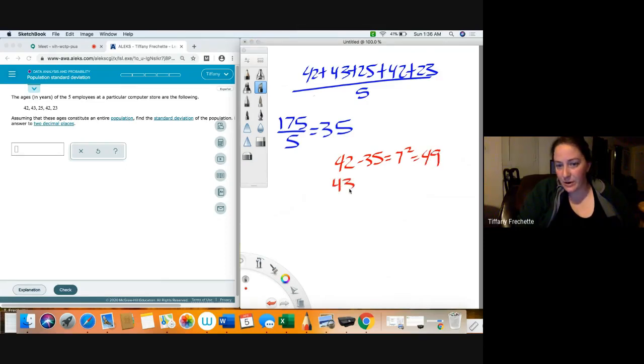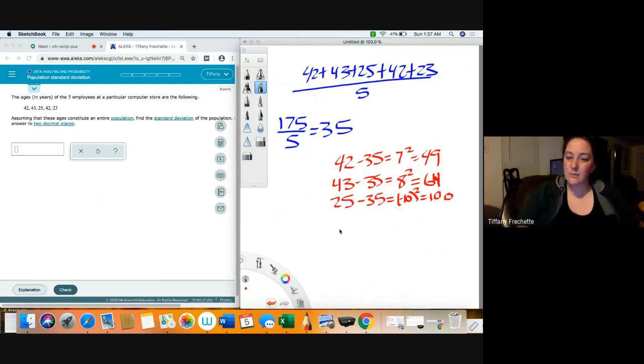So I'm going to do this for each number. 43 minus 35, and I get 8. And I'm going to square that, and I get 64. Whoa, 64. And then 25 minus 35, and I do get negative 10 on this one. But once I square it, it just becomes 100 because negative 10 times negative 10 is positive 100.